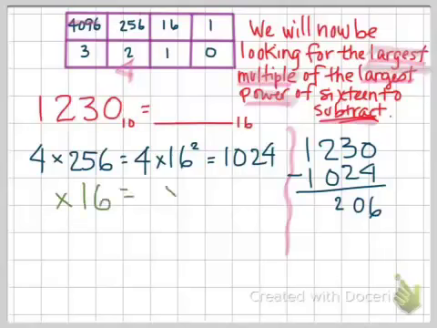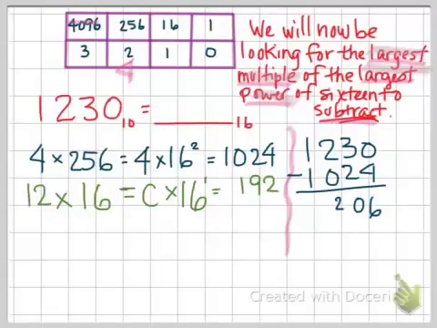So now our question is, how many powers of 16 to the first can be subtracted out of 206? And we estimate 10 times 16 would be 160, so 11 or 12, probably 12 is reasonable, and 12 does happen to be the answer. But instead of 12, I'm going to write C, because that is the digit that we are using to represent 12 in base 16. So that's 192, so we subtract that, and we get 14.